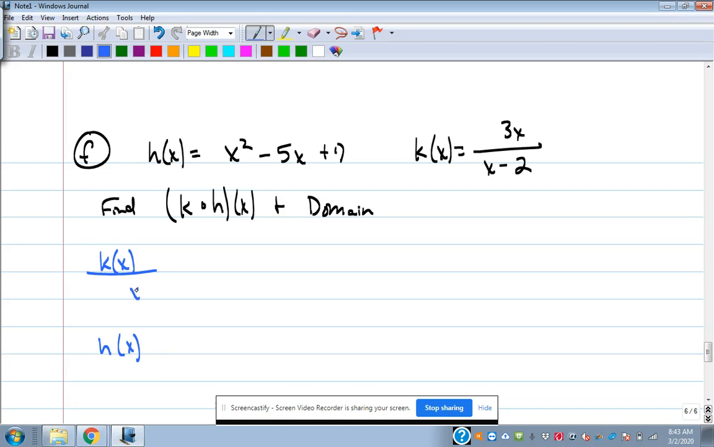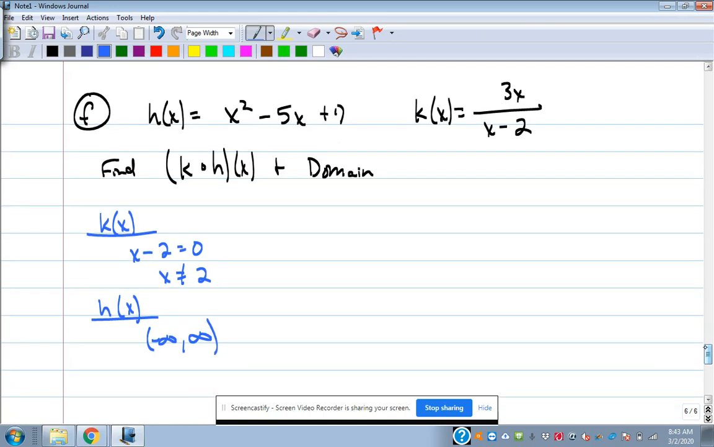Domain of k of x, we know we're setting x minus 2 equals 0. X cannot be 2. H of x, there were no restrictions because it's a quadratic. Linears, quadratics, cubics, those polynomial things don't have any restrictions on them. So now the difference in this one and the previous example is the fact that the first function listed in the composite statement or composition statement has restrictions.